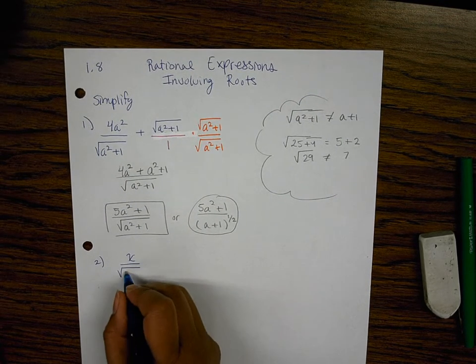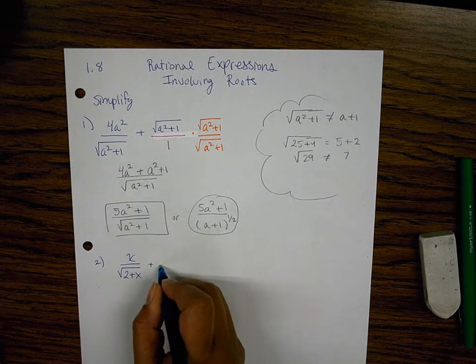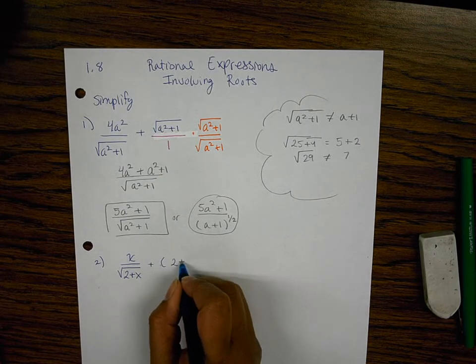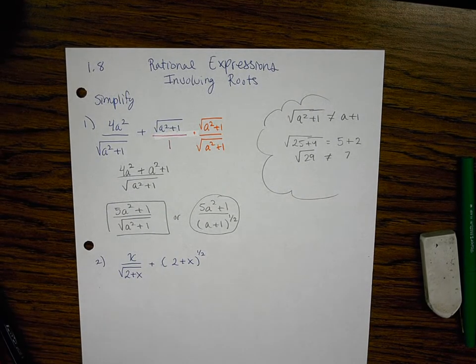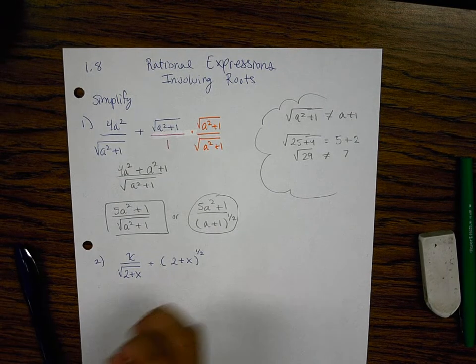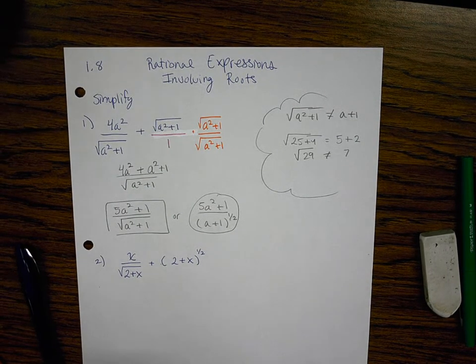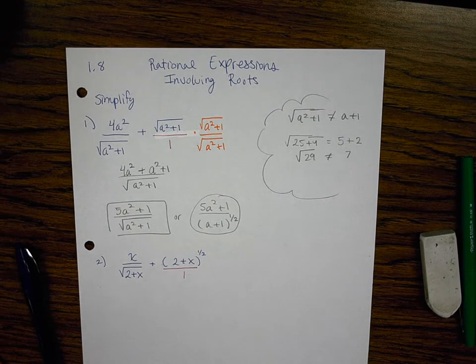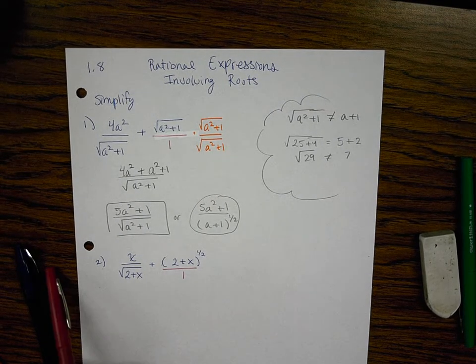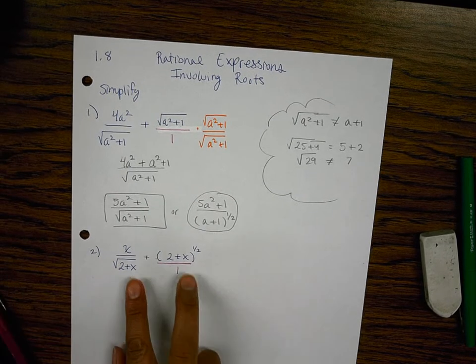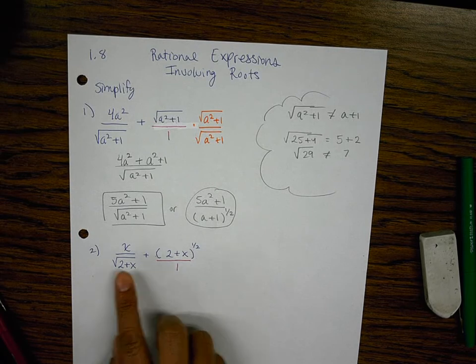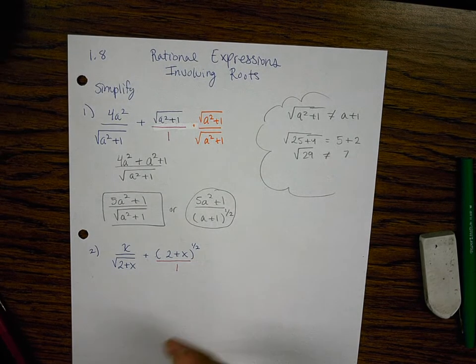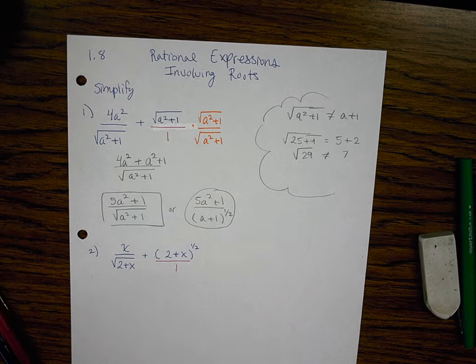Number 2, x over the square root of 2 plus x plus parentheses 2 plus x close parentheses raised to the 1/2. Again, I'm adding, so I need to find a common denominator. So I'm going to make this over here a fraction by putting it over 1. And then I'm also going to make a change before I find my common denominator. These two bases are the same, 2 plus x and 2 plus x, but this is written as a square root and this is written as a 1/2.